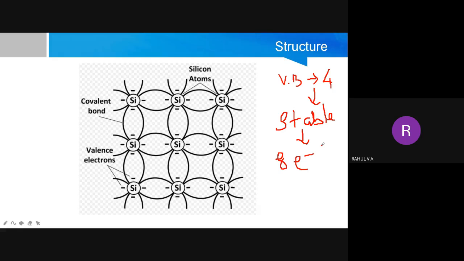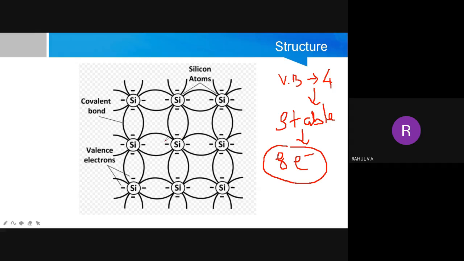Actually it needs 8. That is why it is neither a conductor nor an insulator. If it had 8, it would be an insulator, and if fewer than 4, it would be a conductor. So it is having 4 electrons, so it is a semiconductor. For a stable atom, it requires 8 electrons in its outermost shell.